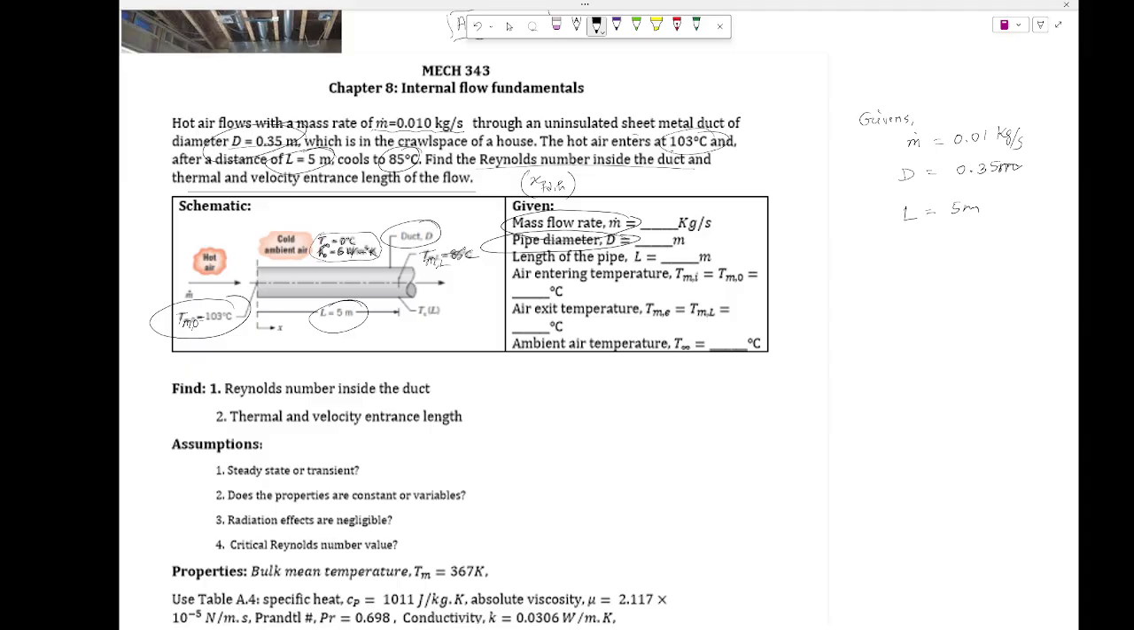All right, the entrance temperature, T_m,i, that's the air entering temperature. Even though I wrote it over there, I'm still going to write it. So I'm going to write air entering temperature, T_m,0. Whoever is taking class notes, take the class note. So 103 degrees Celsius. And then you have the air exit temperature. Anybody remember what the air exit temperature is?